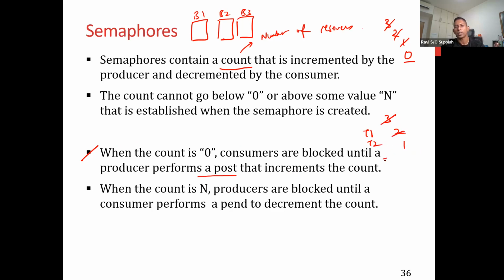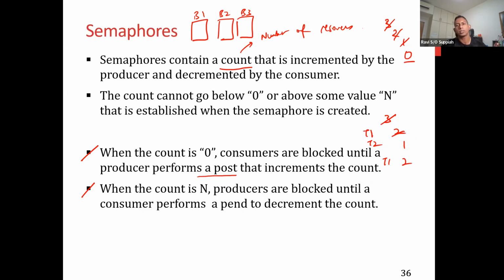But after that, task 1 says, okay, I'm done already, I'm done with the buffer, I want to give back. So it becomes 2 again. Whenever a task gives back a semaphore, that means it is done with the resource, and the count goes up. When another task comes along and says I want a resource, the count goes down. Of course, once I hit the maximum count, I will not be able to increment further, and similarly, when I hit 0, I cannot decrement further.